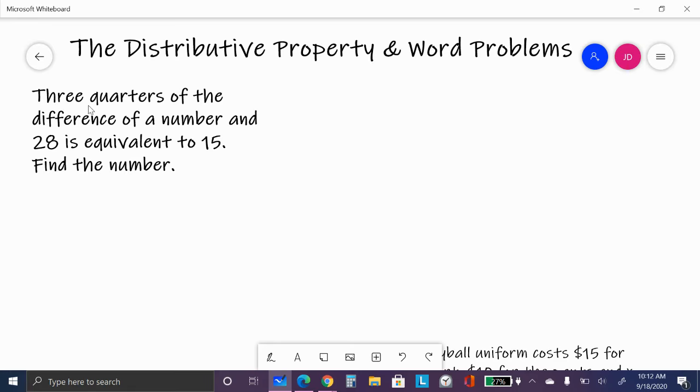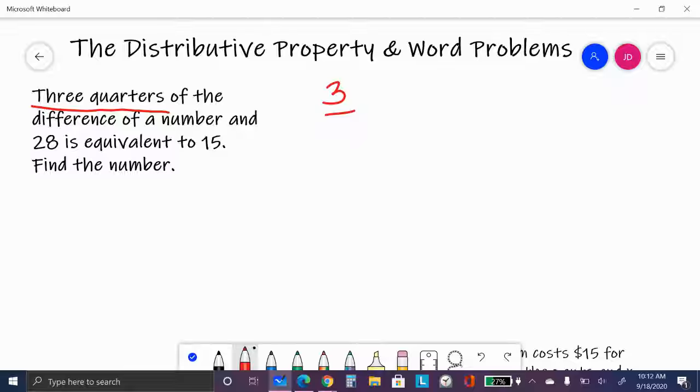In the problem, it says 3/4 of the difference of a number and 28 is equivalent to 15. So that's a lot to process right away, but let's break it down step by step. 3/4. Okay, 3/4 of a number. How do I write that? I write it as a fraction, 3/4. 3/4 of the difference.